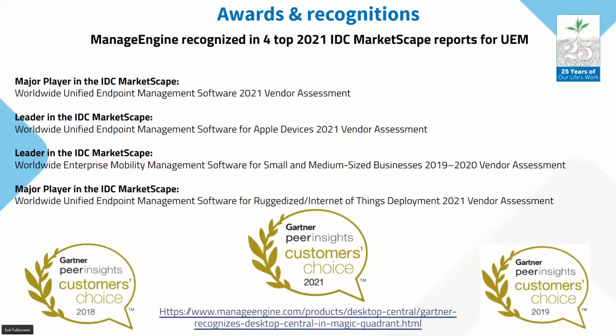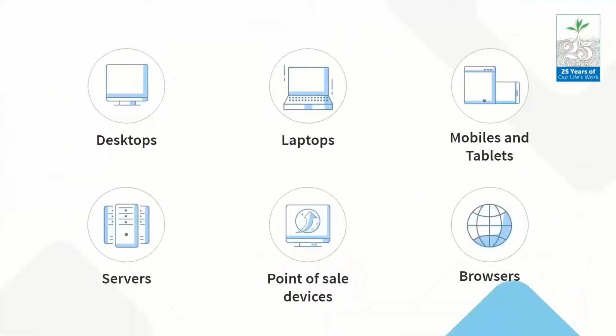That's the recognition. Let's move into the type of devices that we manage. We can manage desktops, laptops, mobile phones, tablets, servers, point of sale equipment, and browsers as well. We consider browsers as endpoints, just like how you manage a desktop, because there are more SaaS-based applications being used these days, especially during this COVID time. Hence, the browser plays an important role, so managing browsers is as important as managing the endpoints.